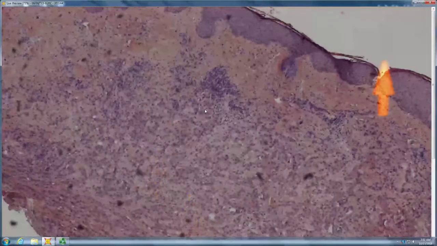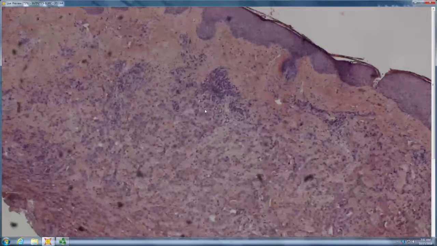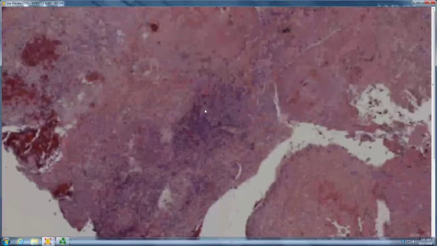Squamous cell? Yeah, it looks like really squamous differentiated cell. Very little epidermal involvement. Could be just plain a squamous cell carcinoma, right? In this case, this is a metastatic squamous cell carcinoma, which would also be a reason to have very little epidermal involvement.